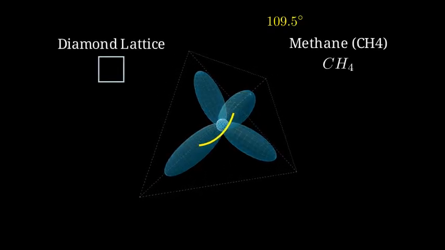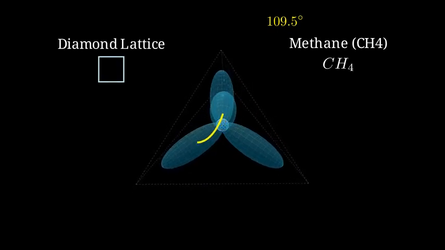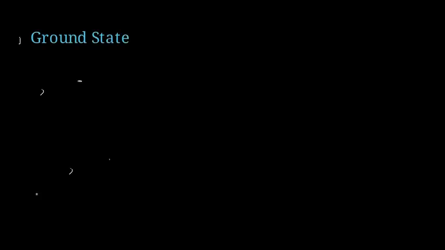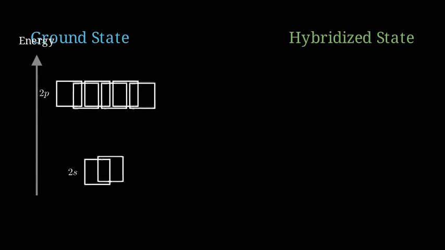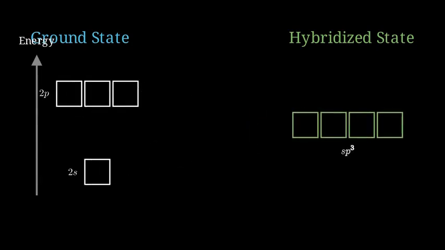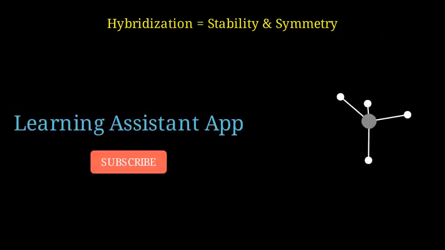This isn't just a theoretical model, it's the reason why a diamond is so hard, and why methane is shaped the way it is. The key insight is that atoms aren't stuck with the orbitals they're born with. To achieve a more stable, lower energy state, carbon completely rewrites its own geometry. It's a beautiful reminder that in the quantum world, things aren't just one thing or another. They are often a perfect mixture of both.